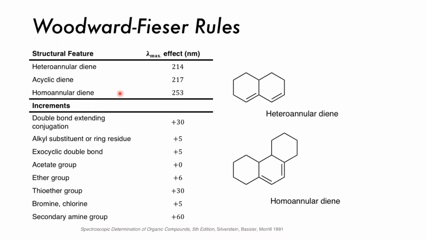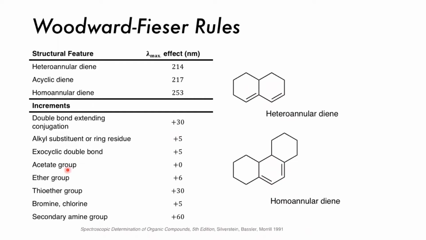And then if we have a homoannular diene, such as this, where we have a system of rings, maybe even just one ring, but inside of that one ring are both of our double bonds, then we have what is called a homoannular diene. It is a diene because it has two double bonds, and it's conjugated because they're separated by only one single bond. It's called homoannular because it is within one ring. This is called heteroannular because the double bonds in the conjugated system are in different rings. So hetero means different, homo means the same. So here we have our homoannular diene.